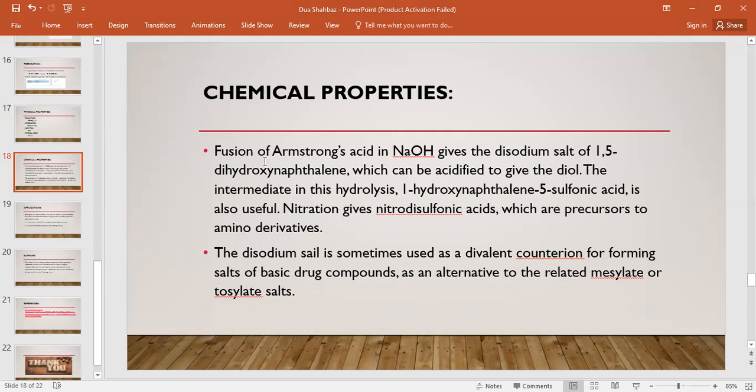Chemical properties. Fusion of Armstrong acid and NaOH gives the disodium salt of 1,5-dihydroxynaphthalene, which can be acidified to give the diol. The intermediate in this hydrolysis, 1-hydroxynaphthalene-5-sulfonic acid, is also useful. Nitration gives nitro disulfonic acids, which are precursors to amino derivatives. The disodium salt is sometimes used as a divalent counterion for forming salts of basic drug compounds, as an alternative to the relative mesylate or tosylate salts.